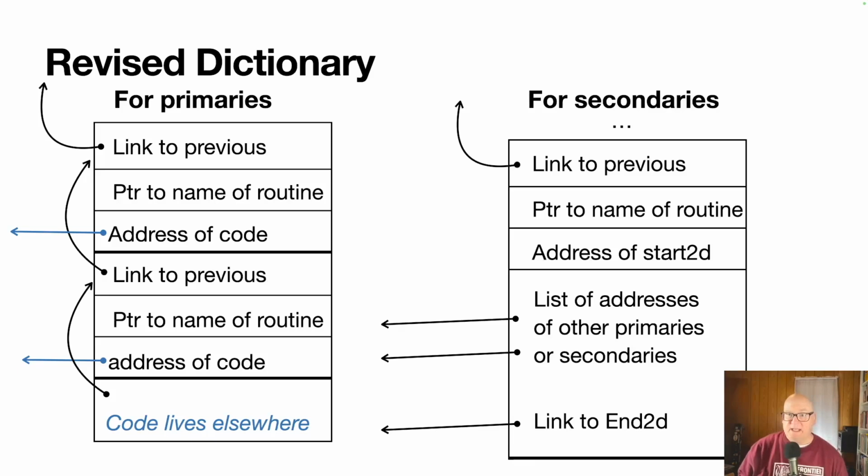Now, secondaries actually have the same header. First one's a link to previous, a pointer to the name of the routine, the address of code, which happens to be start 2D or our start secondary routine. And the entries for it will be just following the header. So it'll be more of a header being at the head of things, as it were.